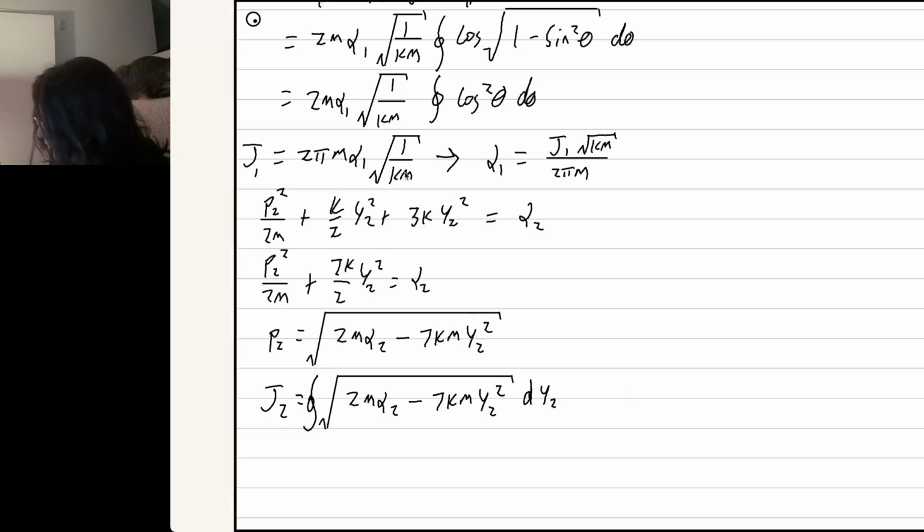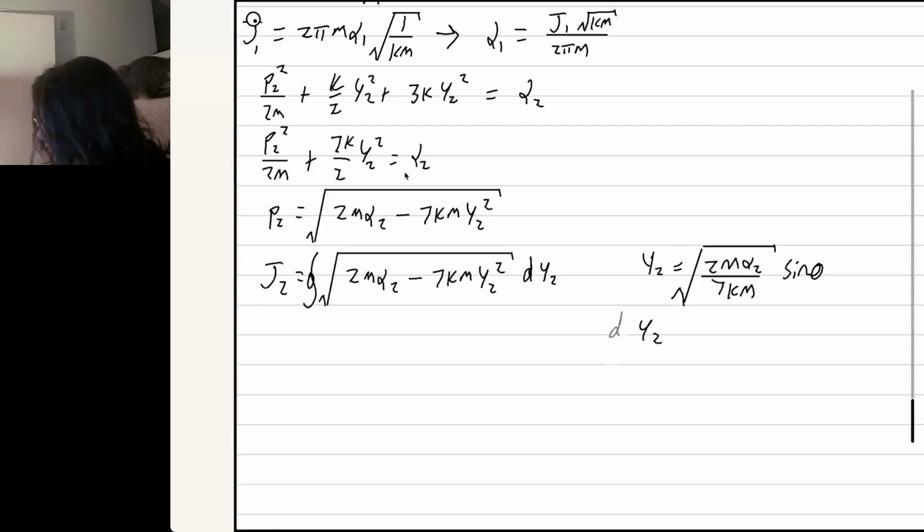Making a similar substitution as before, we'll now have y2 equals the square root of 2m alpha 2 over 7km times sine theta. The derivative of which, or the, you know what it is. Differential, that's the word I was looking for. The differential of that. Terrible, terrible radicand. Yes, cosine theta d theta.